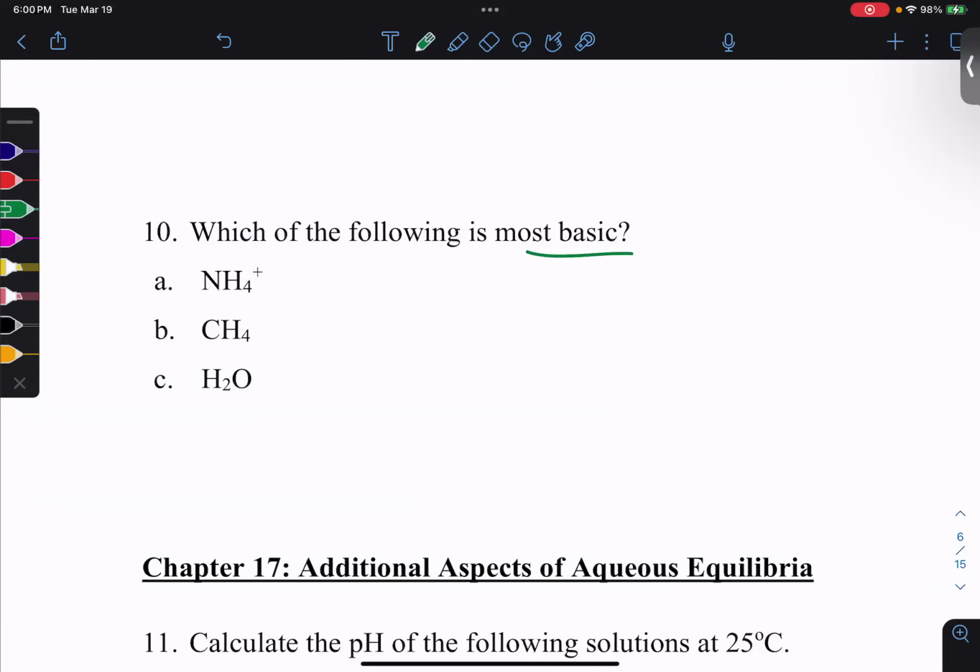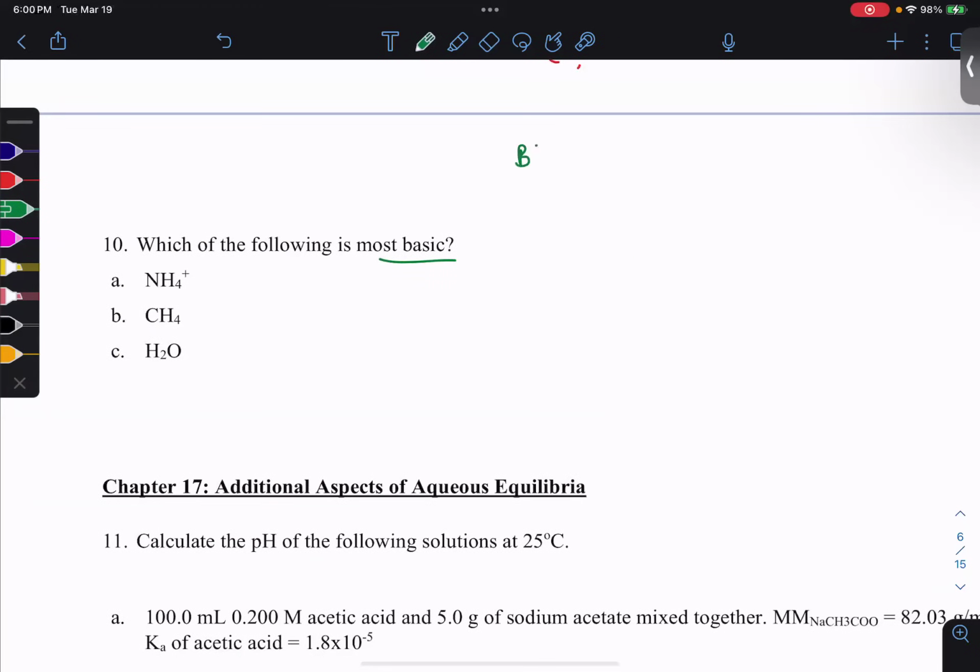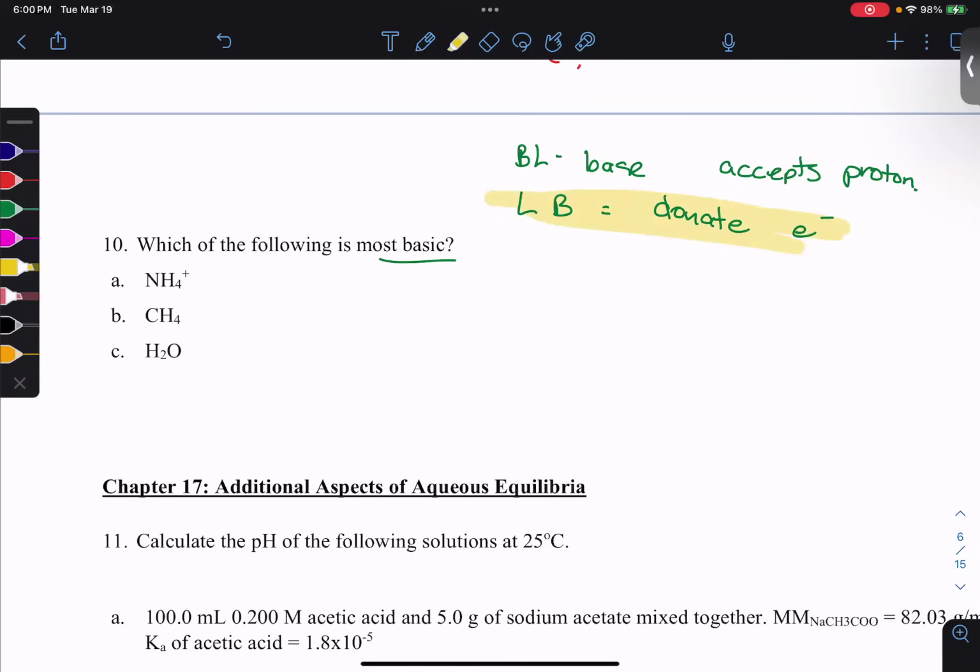Let's remember our definitions of bases. A Bronsted-Lowry base does what? It accepts protons. But for completeness, tell me, what do Lewis bases do? Donate electrons. A base will do actually both of these things. So that's your hint, because sometimes it's really hard with bases, they're always harder.